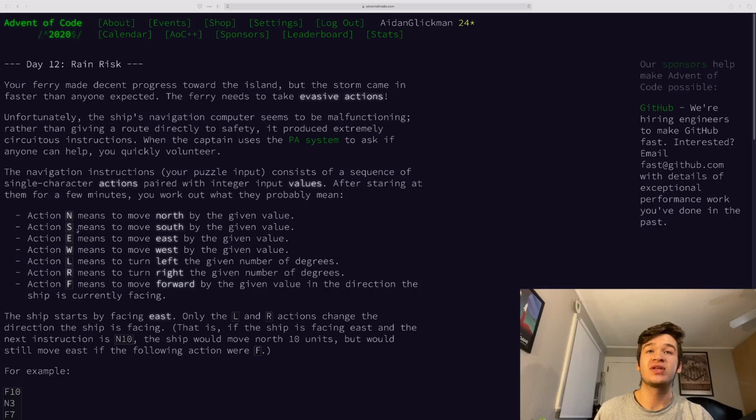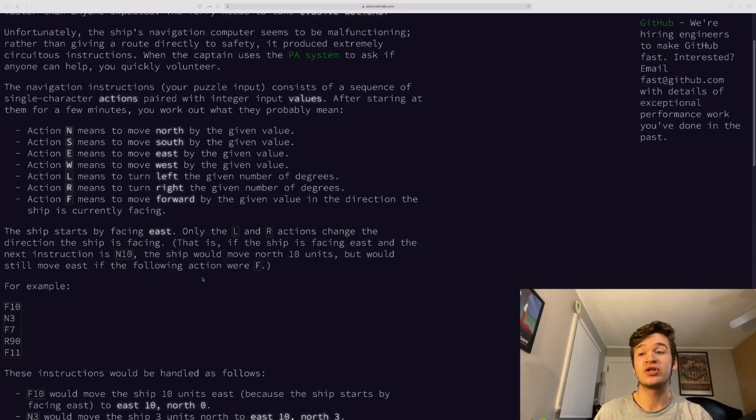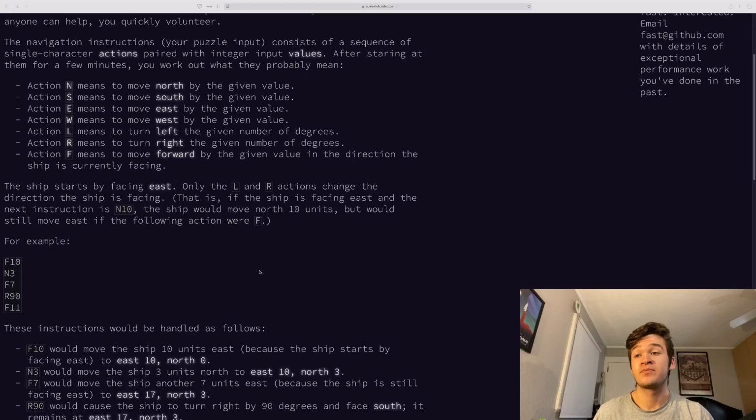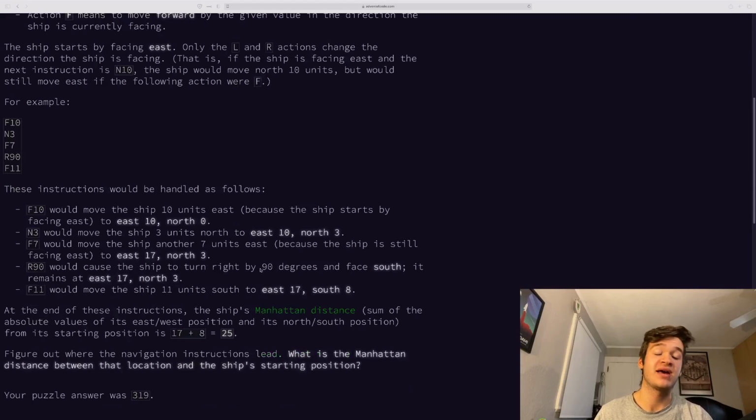So pretty much north, south, east, and west all tell us to move in that direction by the given value. Left means to turn left by that many degrees, right means to turn right by that many degrees, and F means to move forward in the direction that we are facing. So we're given a list of instructions, and we need to handle them like that, and we start off facing east. So this is a pretty easy one. You just need to return the Manhattan distance from your starting location at the end. So I recommend you go ahead and give this a try, and we're going to jump into my code right now.